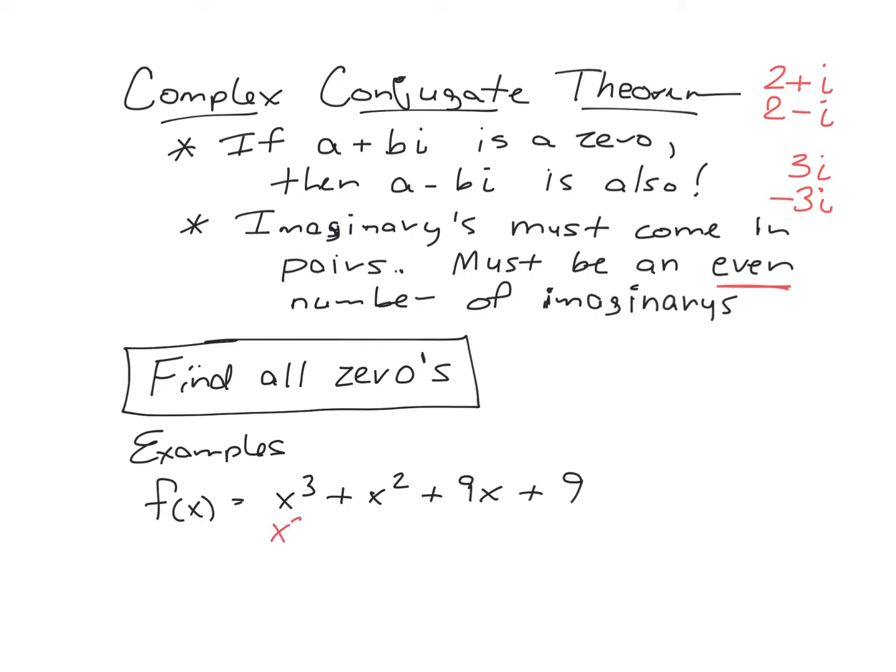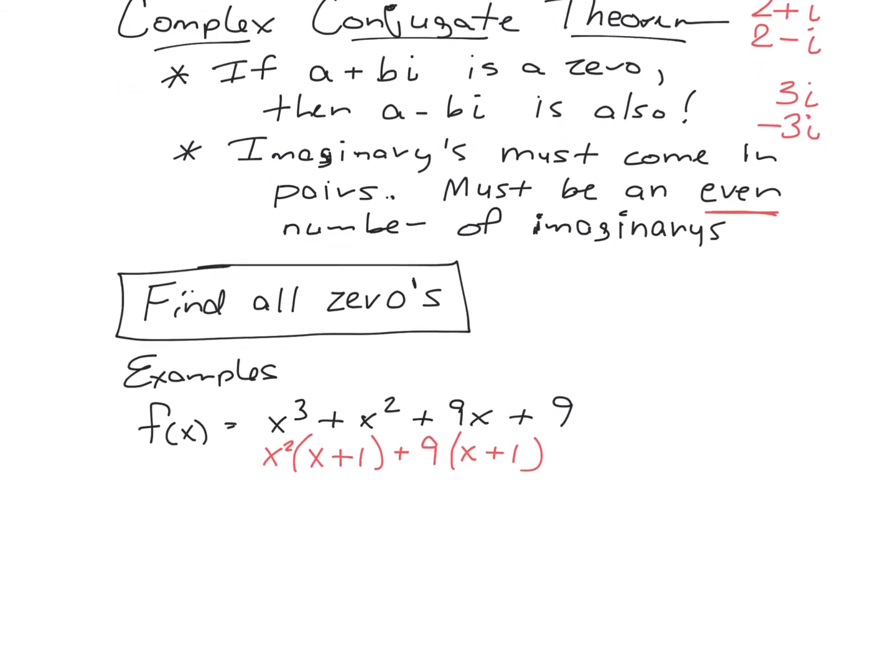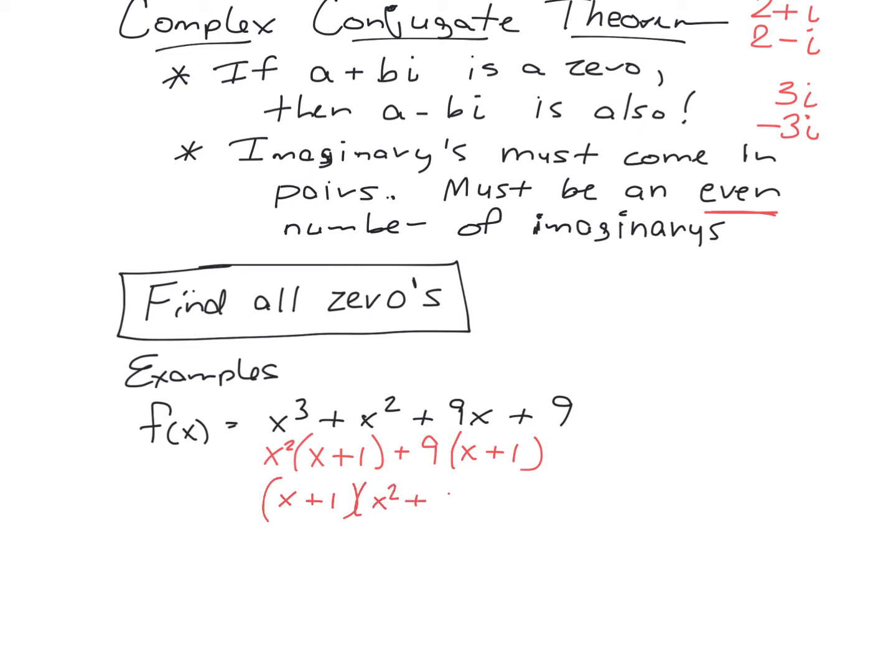So these first 2 terms, I'd take an x squared out, which would leave me with x plus 1. And therefore, if I can do it by grouping, this needs to be x plus 1, which means I'm taking out a 9. Therefore, it would factor to be x plus 1 times x squared plus 9. X squared plus 9 does not factor because it's a sum of squares.